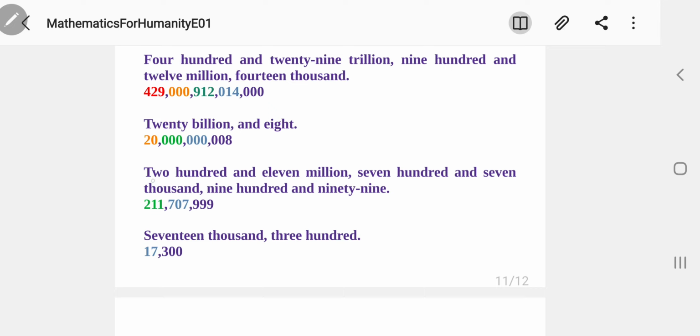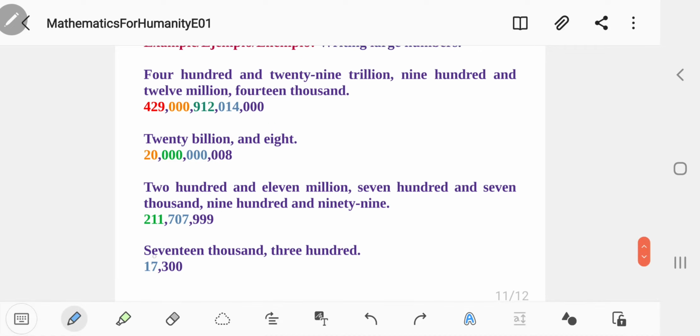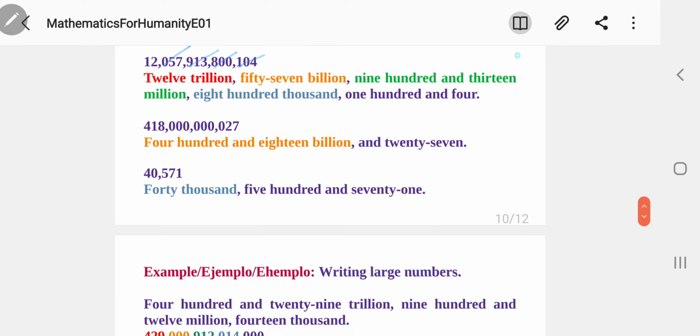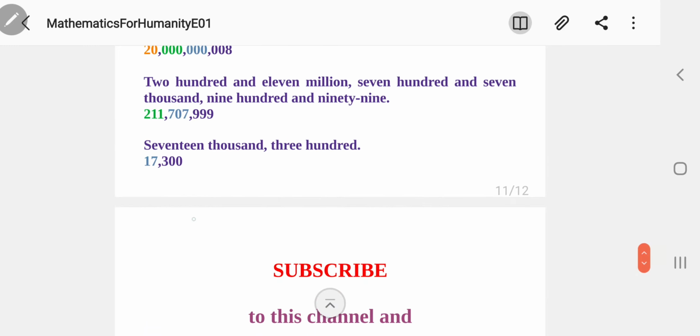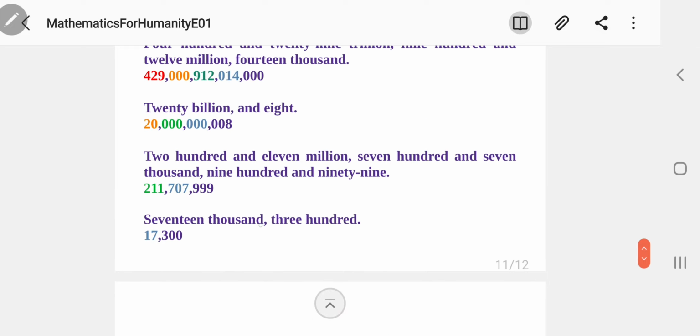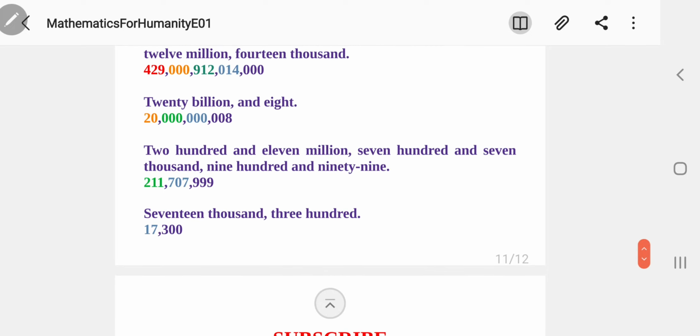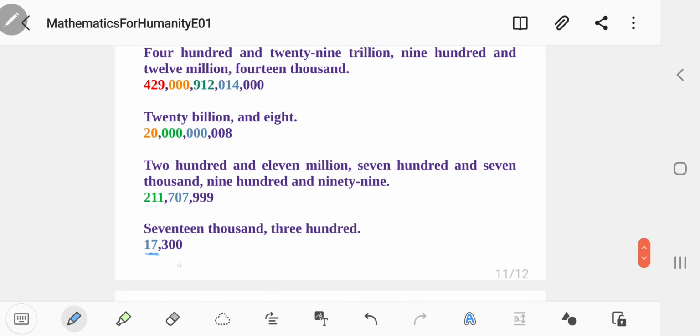Then you have 211 million here. That's the millions place. 707,999 for that. And then you have the last example. You have 17,300. This is the thousands place here, and then the units place here is 300. So you have 17,300.